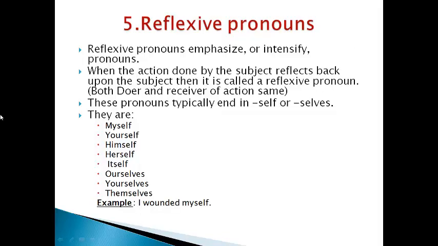Next one, reflexive pronouns. Reflexive means the doer of the action and the receiver of the action are both the same. That means it reflects on the doer of the action again, so that is called a reflexive pronoun. For example, he killed himself, I wounded myself. Ravana killed himself. That means the doer of the action and the receiver of the action are both the same. That reflects on the subject again. That is called a reflexive pronoun.